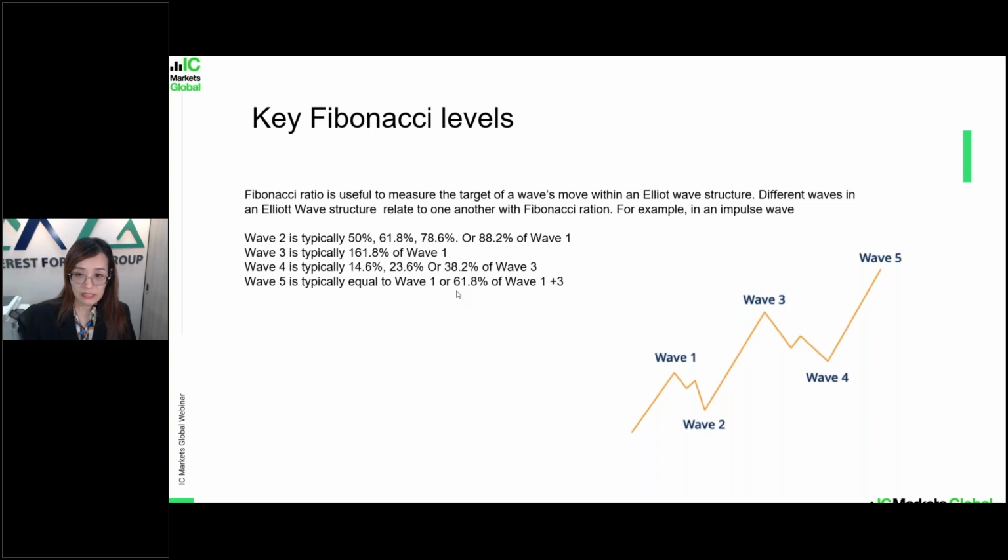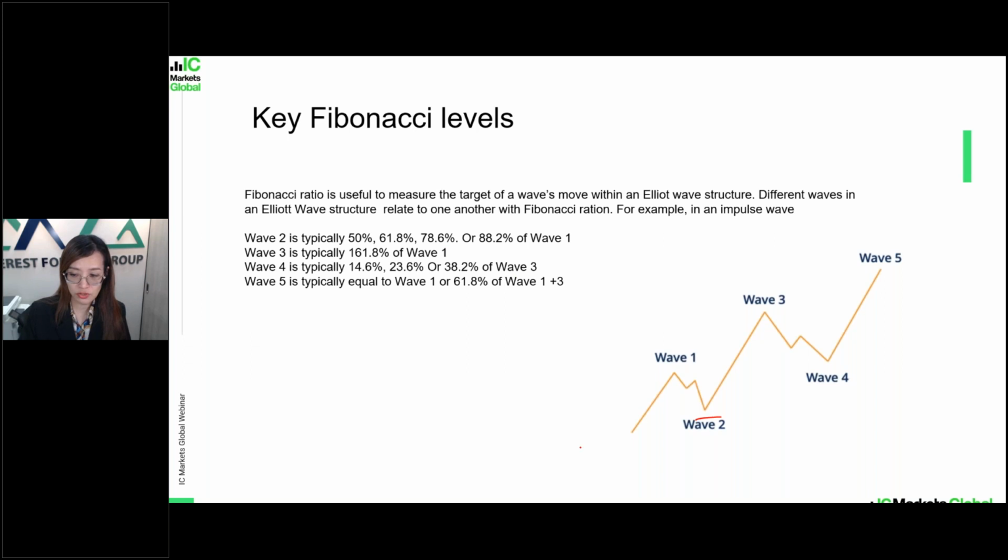There are key Fibonacci levels that you have to take note of. This is just a guideline. It's not necessarily going to end with this number. It's just a guideline that you might need to know. Basically, Fibonacci ratios are useful to measure, like I said, the target of the wave move within the Elliott wave structure. Like wave 2, this is wave 2, is typically 50%, 61.8%, 78.6%, or 88.6% of wave 1.